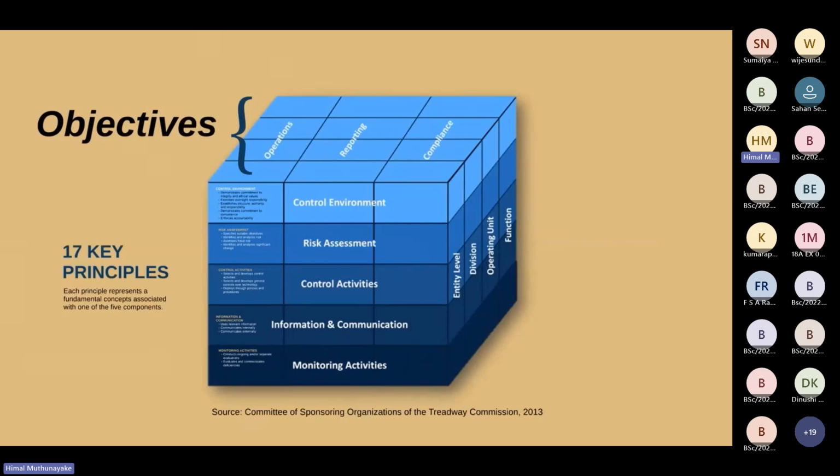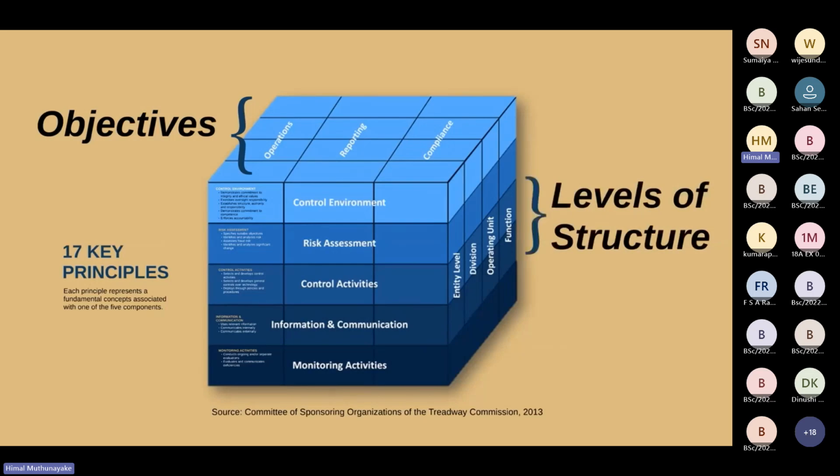Operation objectives pertain to the effectiveness and efficiency of your organization's operations, including operational and financial goals. Reporting objectives pertain to the internal and external financial and non-financial reporting that encompass reliability, timeliness, and transparency. Compliance objectives pertain to adherence to laws and regulations that your organization is subject to. The organization's levels of structure are represented in the 3rd dimension, allowing you to consider internal controls from individual, divisional, or operating units and/or functional levels.